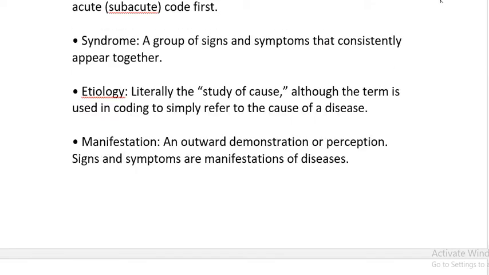So next one is syndrome, a group of signs and symptoms that constantly appear together, which is self-explanatory, no need to explain.